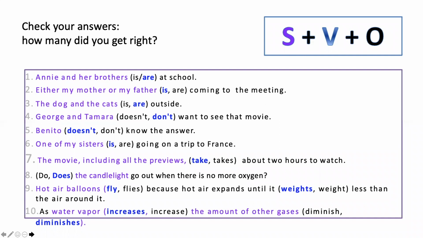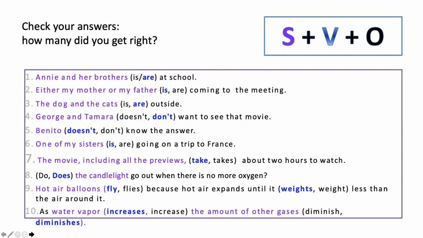Now you can check your answers. How many did you get right? Annie and her brothers are, because this is plural. Either my mother or my father. So it is only one of them. My mother or my father is.